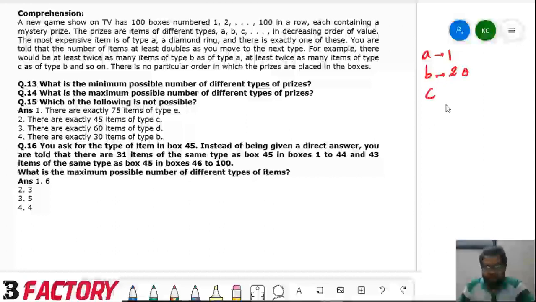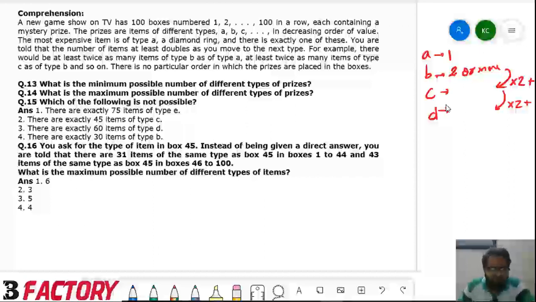Now C will be double or more than that of B. Similarly, double and plus something. Then as many items of type C and type B and so on. There's no particular order in which prizes are placed in the boxes. So in the boxes we don't have an order, but according to the value we have some order, because these are mystery prizes.